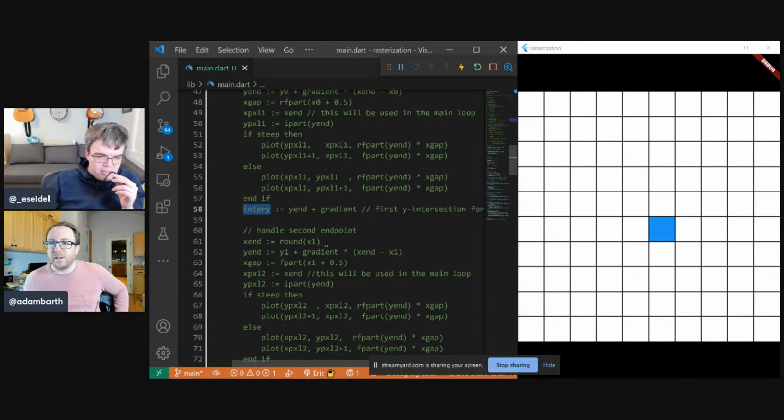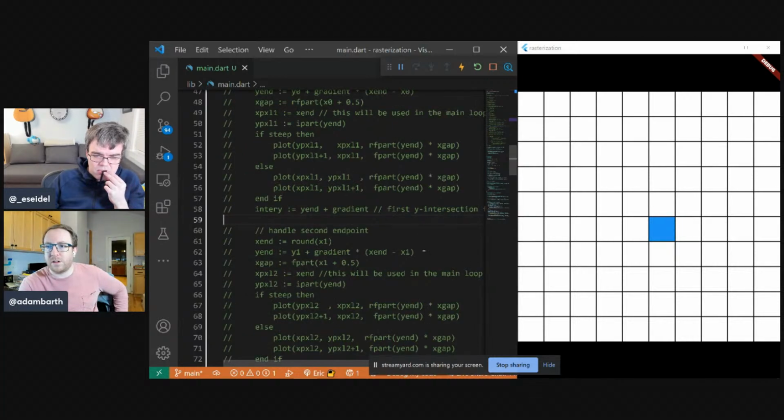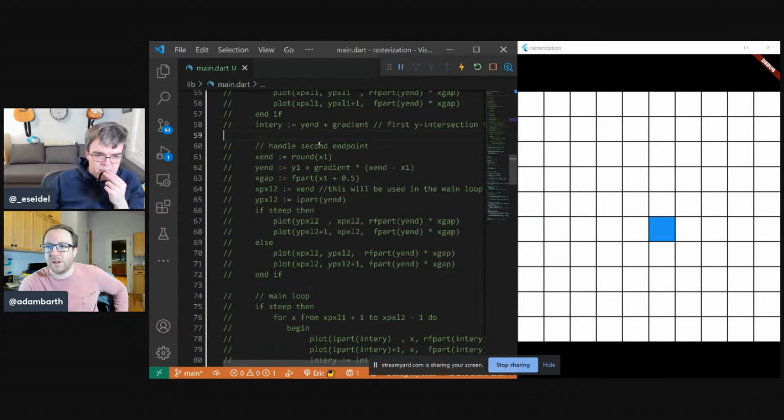Well, I don't know what intery means. Inter Y. Okay, Y end plus gradient. First Y intersection for the main loop. Okay. I don't know what that means, but sure. Handle second endpoint. Okay. Pixel 2, blah, blah, blah. And okay, then do the main loop.